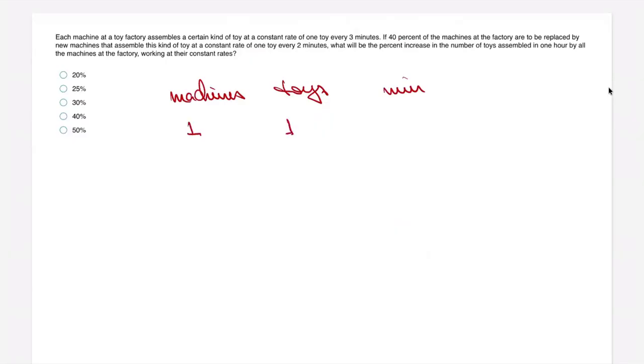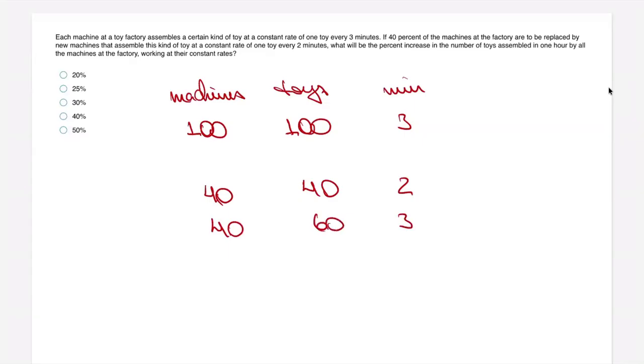One machine, one toy in 3 minutes. 100 machines, 100 toys in 3 minutes. Then he says, look, 40 will do now 40 toys in 2 minutes. I want to go to 3 minutes. These 40 machines, now in 3 minutes, do 60 toys. Do you guys agree? 1.5, 1.5.